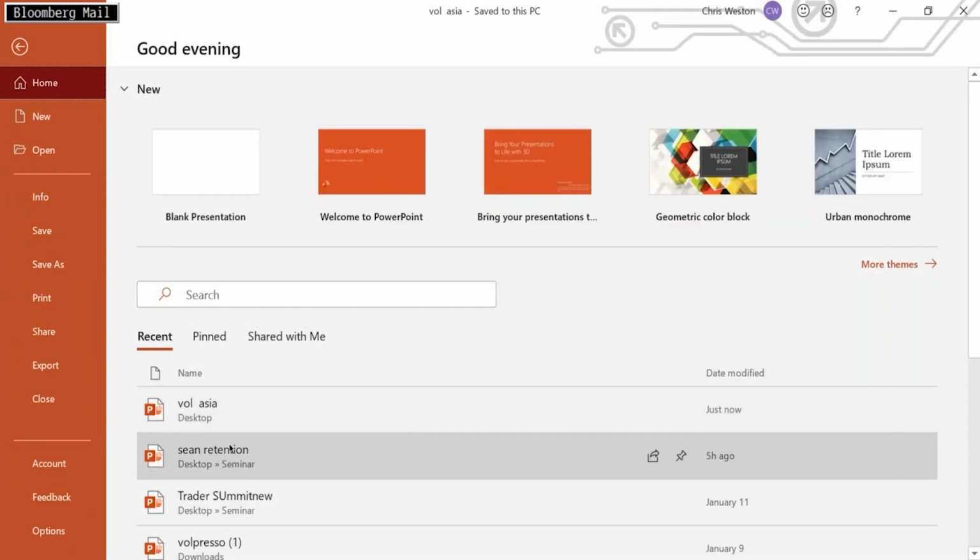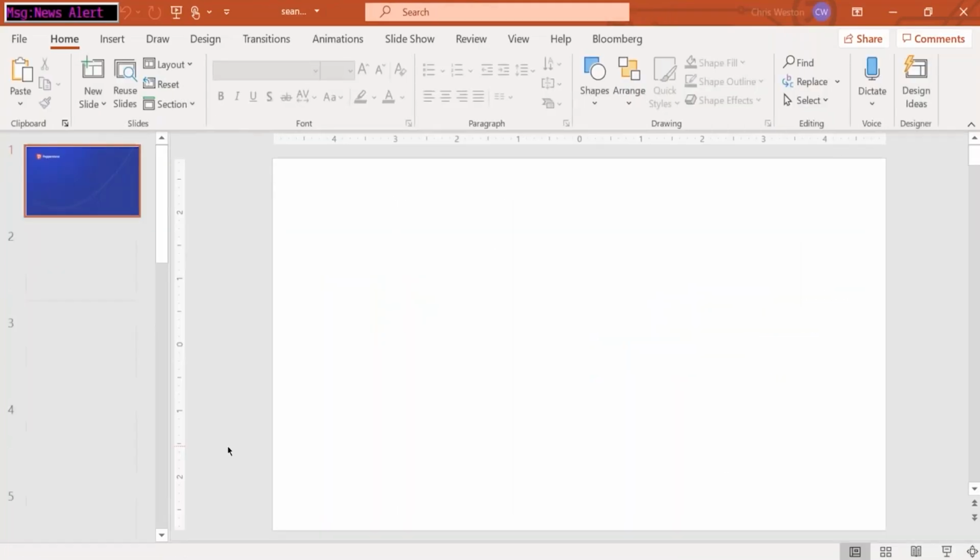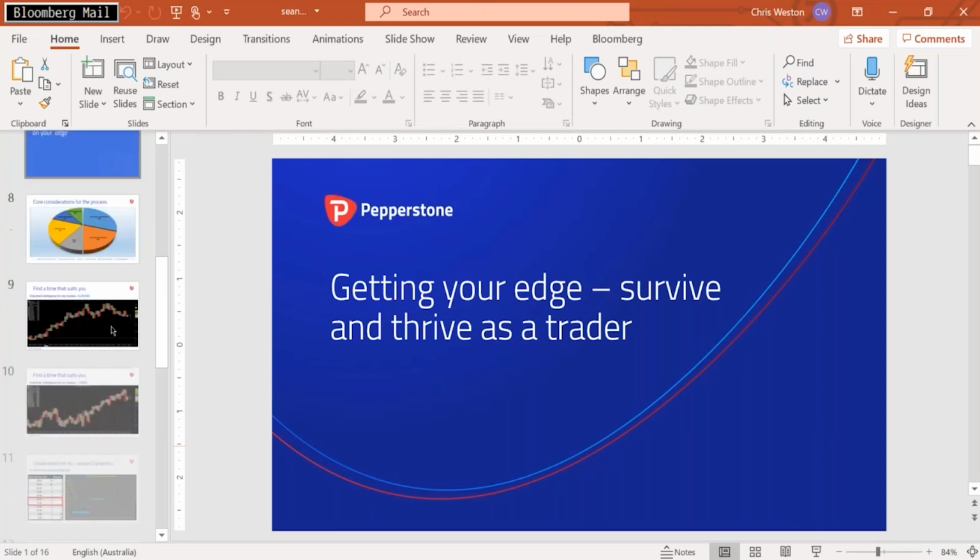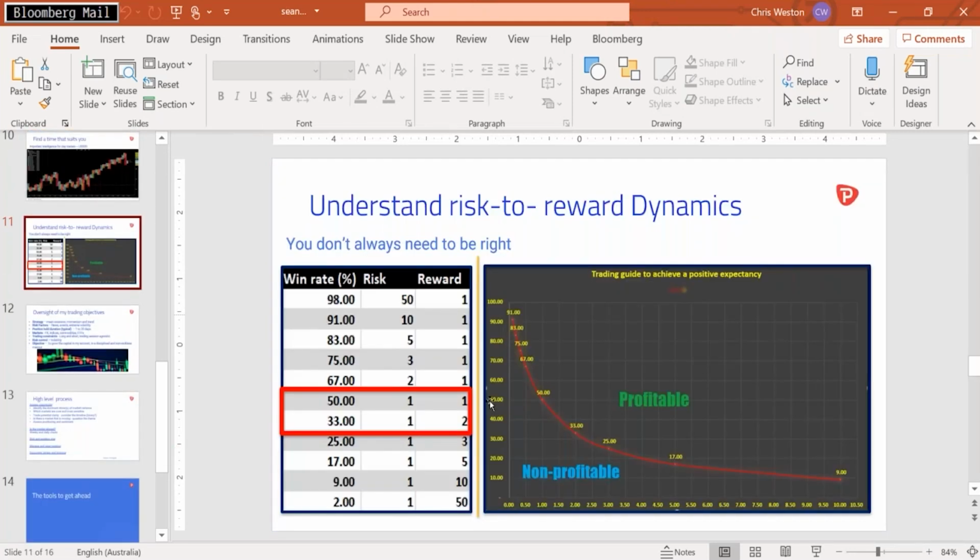In trading, let me bring up another webinar that I did recently. As you can see here, this is for me one of the most important dynamics in trading, and that's the risk reward trade-off. Okay, so I know that if I'm getting 50% of my trades right, I can risk $1 to make $1, and I only need to get 50% of my trades right.